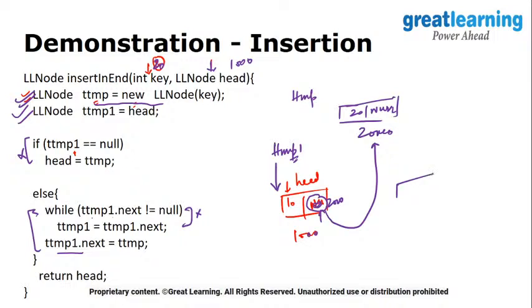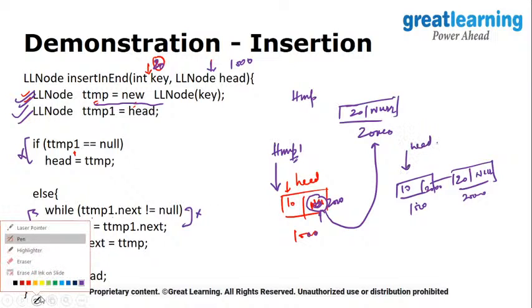So in a nutshell, we have two nodes: this is 10 with 2000 in the address or reference part, and we have 20 with null here, and this is 1000 and this is 2000. This is your head node.